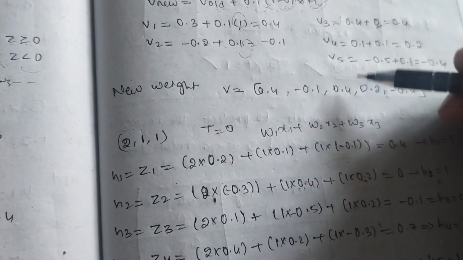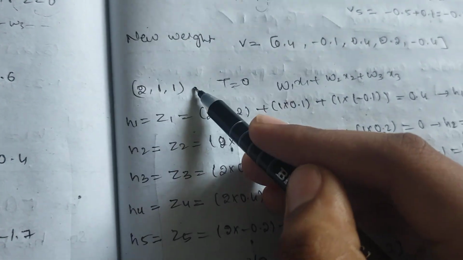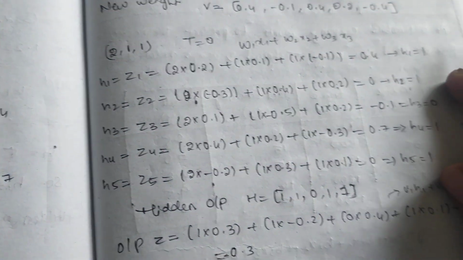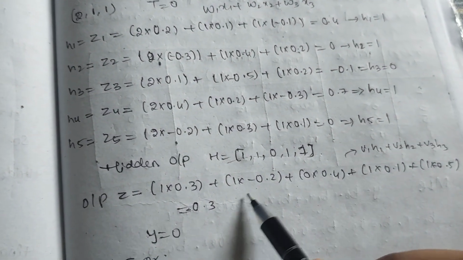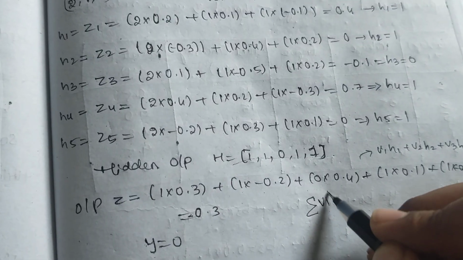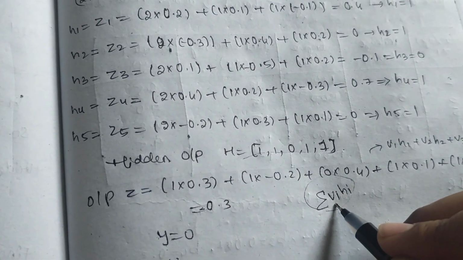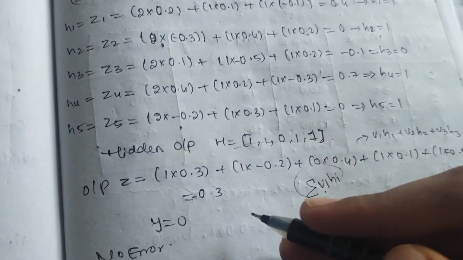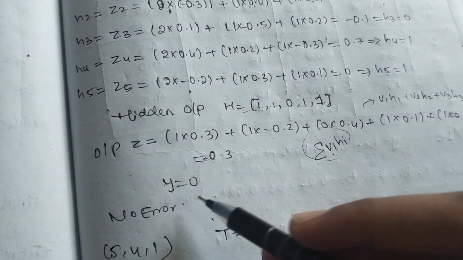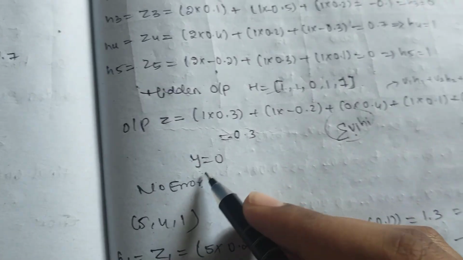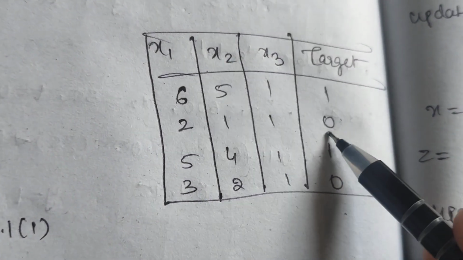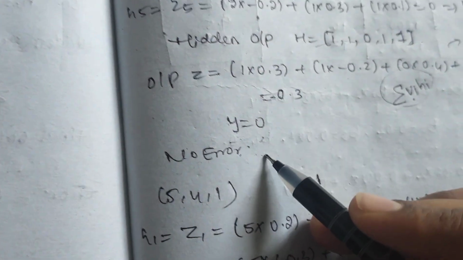Same way you will be doing with the other row, that is 2 comma 1 comma 1. Same way you will be finding h1, h2, h3, h4, h5. After getting the hidden output, you will be finding the summation of vi hi. As you know the v values, and you got the h values, you will be finding that. After that you will be predicting again. If the prediction does not match, that means error. If it is matching, like here y equals 0, and in our question also for the second row we have 0, so it is matching. The moment it matches, we don't need to update it, so it's done.